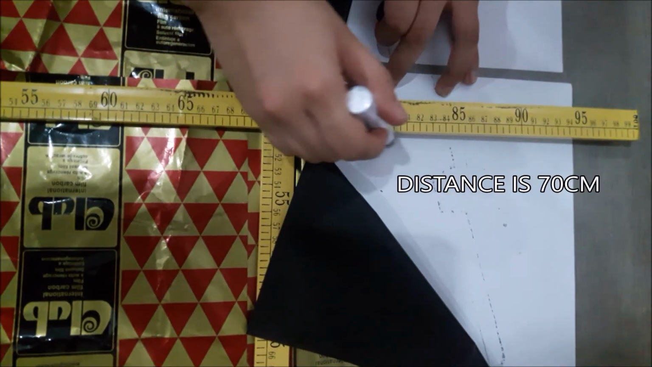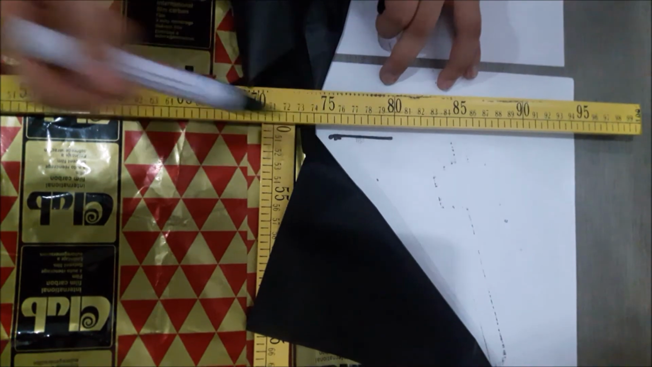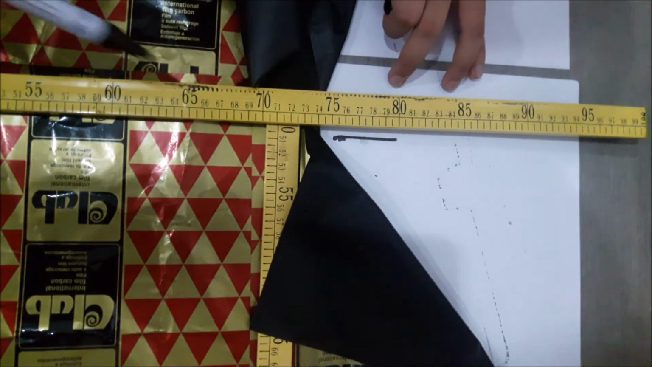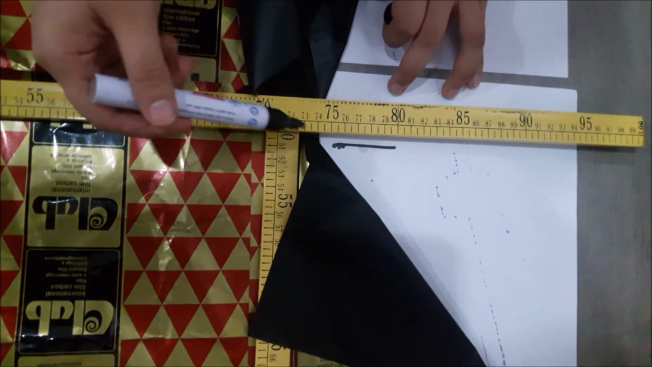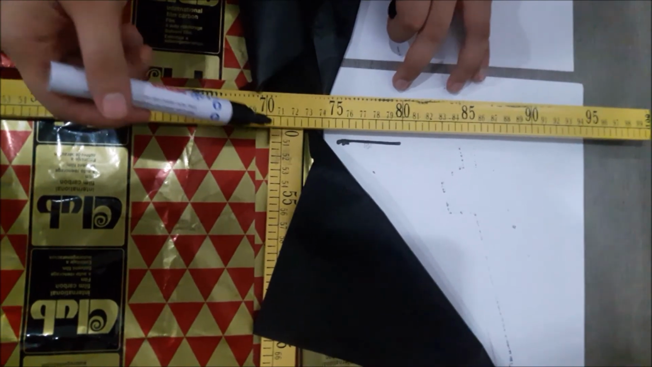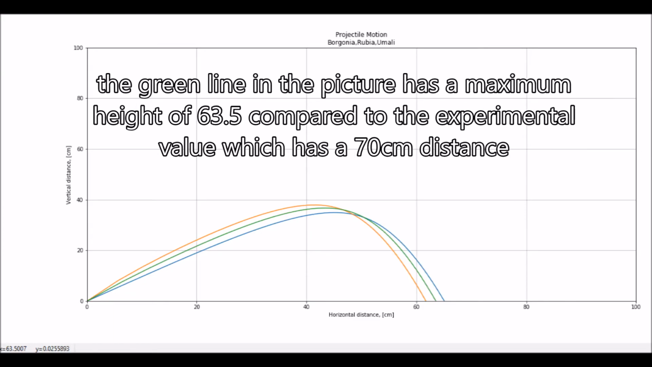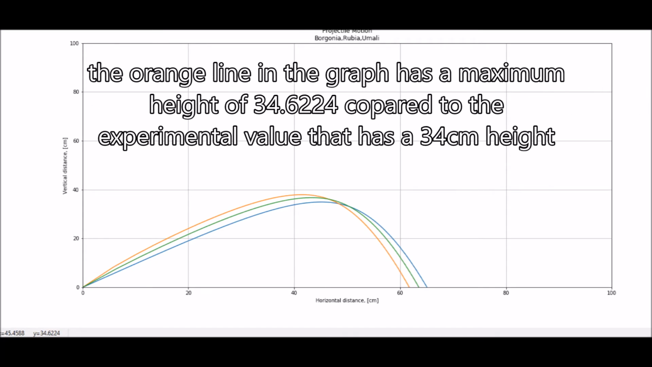In our second trial, as we can see, the ball reaches its maximum height, which is 25 cm, and its measured angle is 55 degrees. To measure the distance, we look for the mark where the ping pong ball bounced and use a meter stick to measure it.